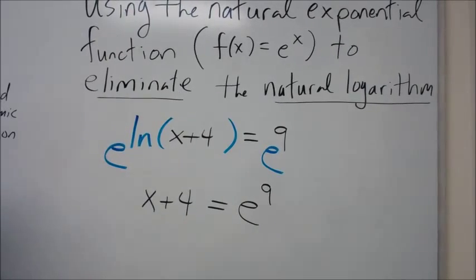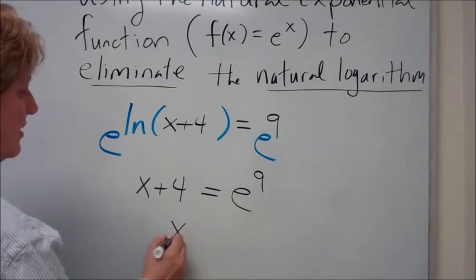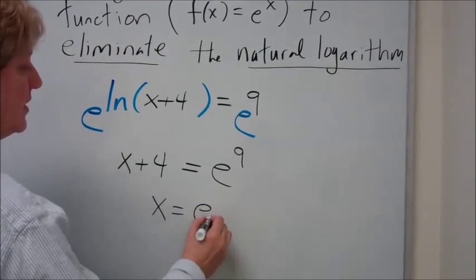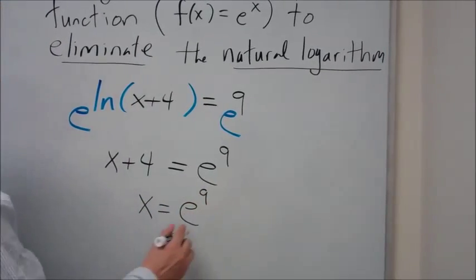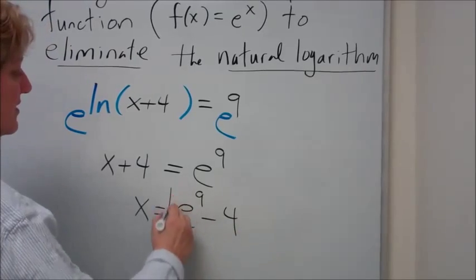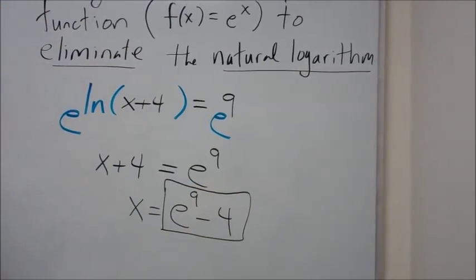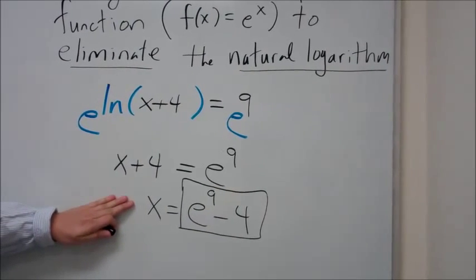Just subtract 4 from both sides using the subtraction property, and we get our final answer to our original logarithmic equation: e to the 9 minus 4. This is the exact answer. If we want a decimal approximation, we can put that in a calculator. But this is our exact answer to our original logarithmic equation.